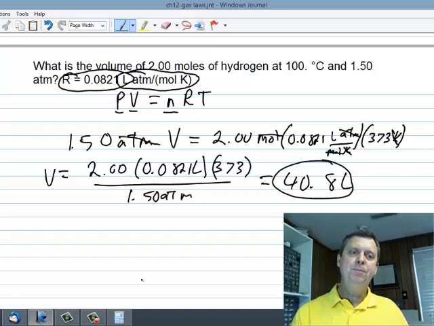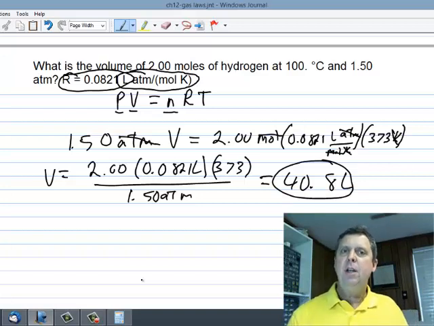So I'll look at this problem. We've got 2 moles. That should be double that, 44 liters or so, 45 liters. A little bit higher temperature than 273, so maybe 50 liters or so. But there's also higher pressure. Higher pressure pushes the gases in, so at least 40 seems like it's in the right ballpark.